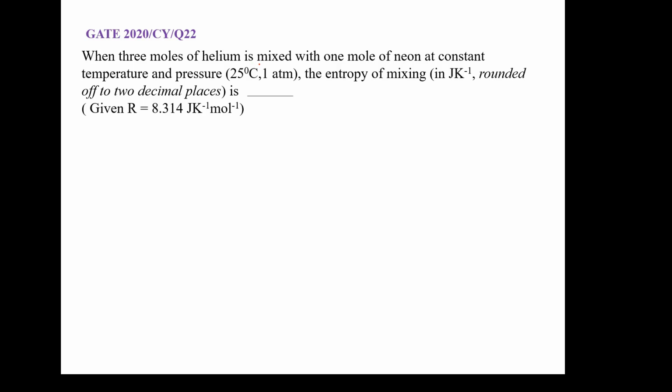When 3 moles of helium is mixed with 1 mole of neon at constant temperature and pressure, 25 degrees Celsius, 1 atm, the entropy of mixing in joule per Kelvin, rounded off to 2 decimal places, is? Given R is equal to 8.314 joule per Kelvin per mole. So, from the question, we can understand that we are asked to find out the entropy of mixing.